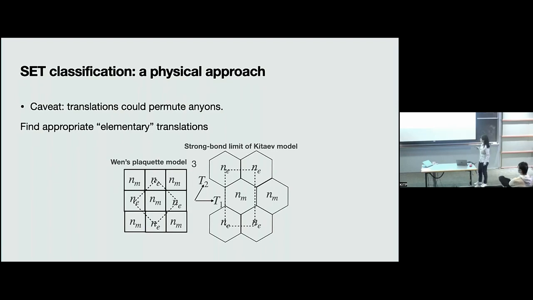In this case, the naive trajectory that we mentioned, T1, T2, T1 inverse, T2 inverse, is ill-defined, because it involves a very non-local action on the anyons. So to properly classify this type of Z2 topological order, we instead find modified translations, the new elementary translations that preserve the anyon type. Say in the Wen plaquette model, we consider the translation along the diagonal direction. And again, say an electric particle moving along this diamond trajectory will pick up a Berry phase if there is a background vison living inside the trajectory.